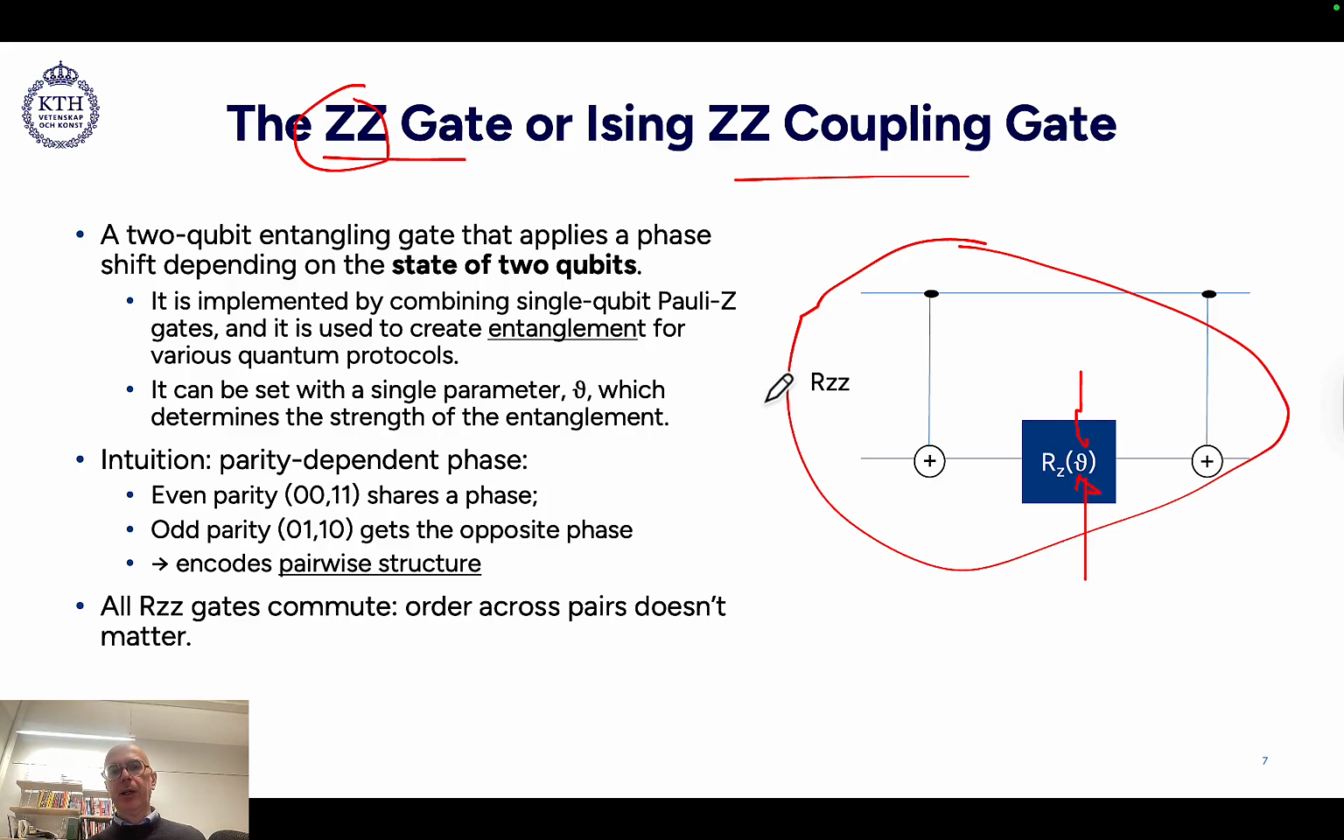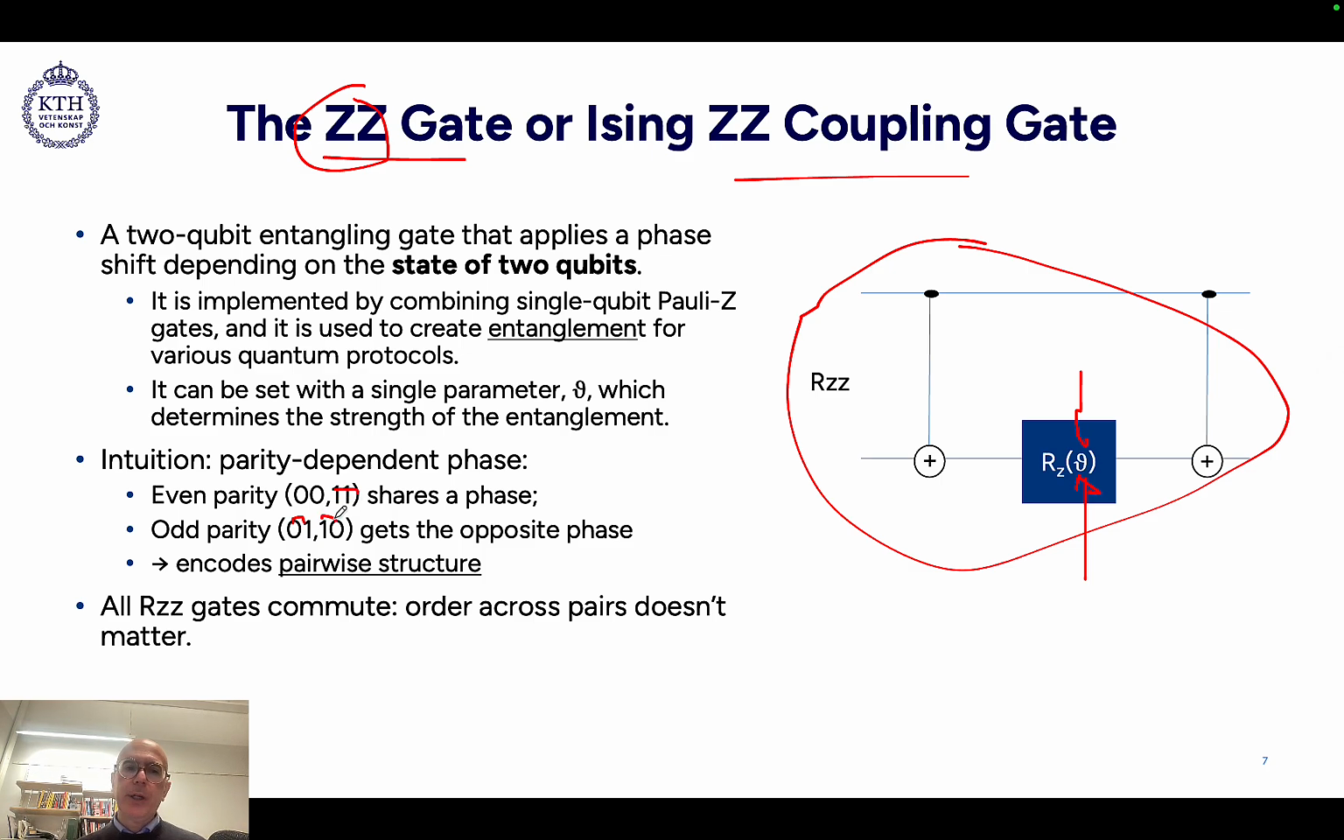So this is implemented by combining two single-qubit controlled-Z gates, used to create entanglement between the 2 qubits. It can be set with a single parameter, theta, which determines the strength of the entanglement. What is the intuition? Whenever we have even parity, so 0,0 or 1,1 in the bit strings, then we get the same phase. However, when we have odd parity, so different values in the bit string, this will get the opposite phase.